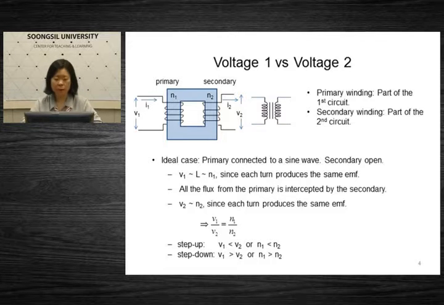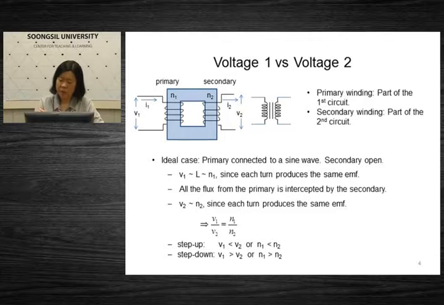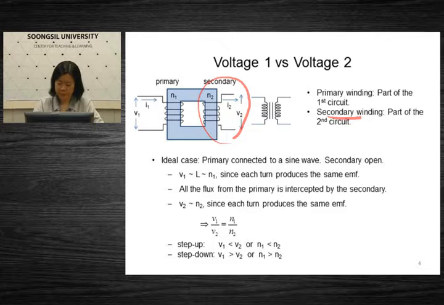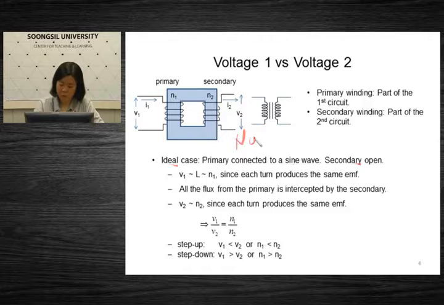Now let's look at some names and symbols for the transformer. Primary winding is the part of the first circuit. Secondary winding is part of the secondary circuit. Now let's think of an ideal case where the primary is connected to a sine wave and the secondary is open. That means there is no load.